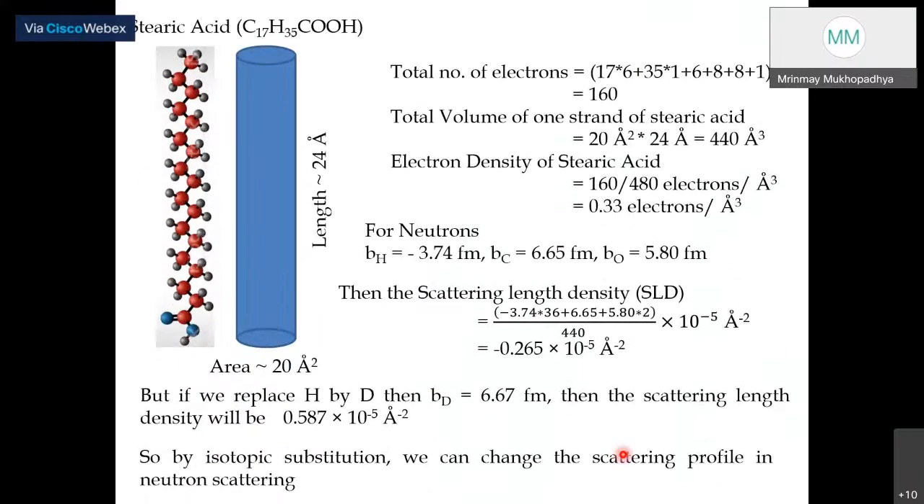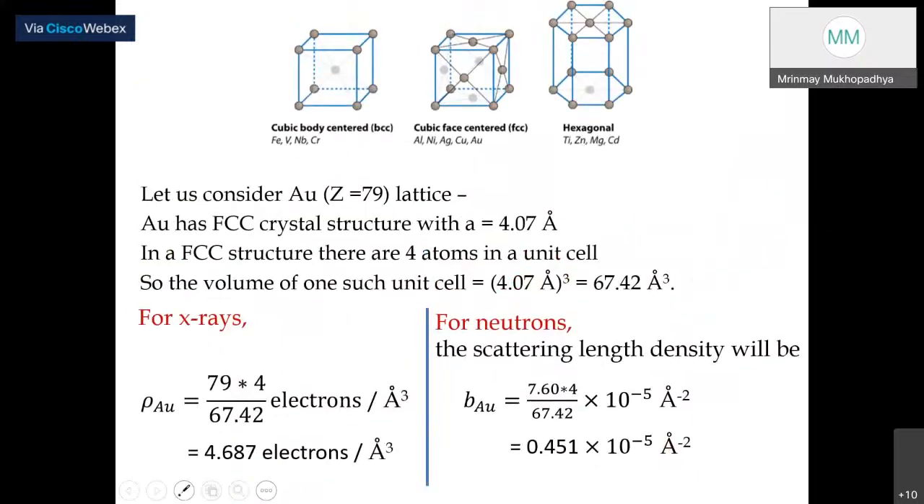Another system that I told you about is stearic acid, which is a soft material. We can think of it as 20 angstrom in width and a length of 24 angstrom. Then we can calculate the scattering length density, which comes out to about 0.33 electrons per angstrom cube, whereas for gold it comes out to 4.687 per angstrom cube.